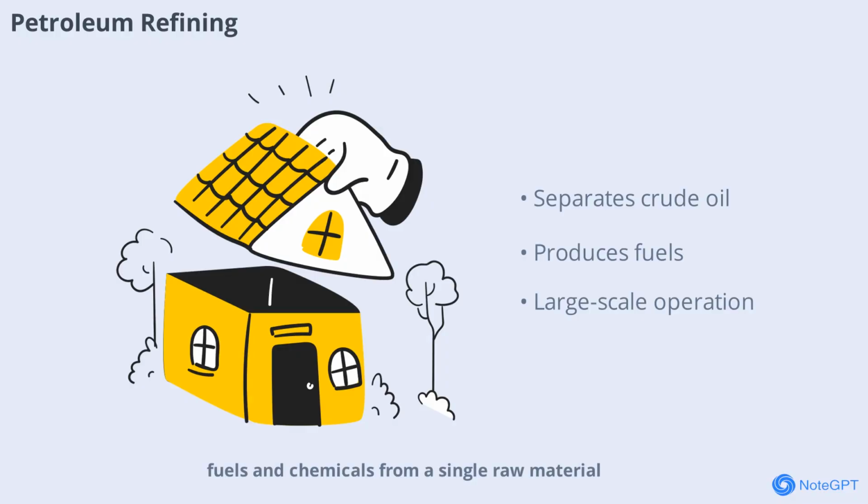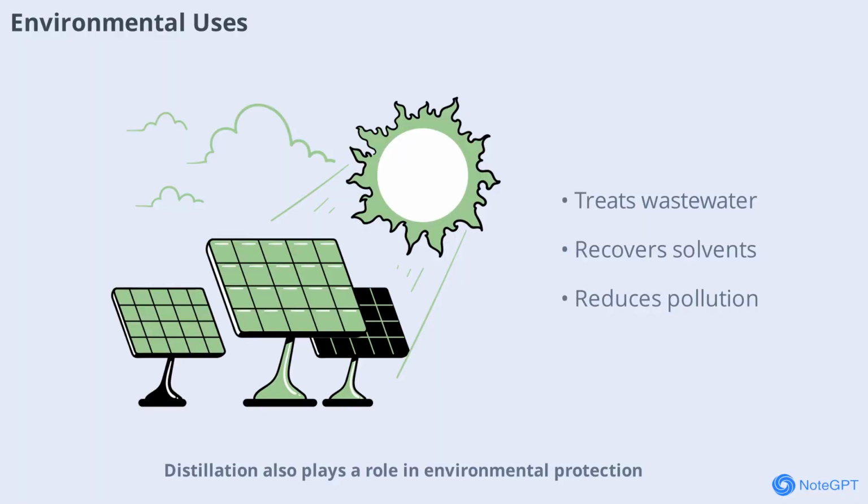Distillation also plays a role in environmental protection. It's used to treat wastewater, recover solvents, and remove pollutants from industrial streams. By separating harmful substances, distillation helps protect our water supplies and reduce environmental impact.